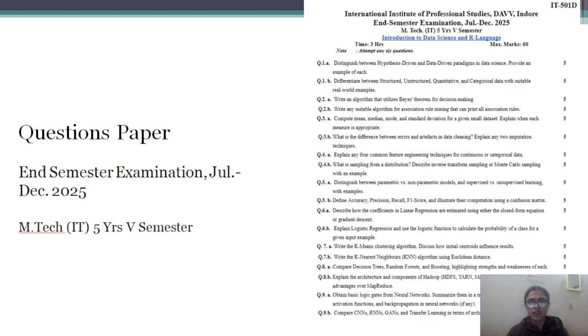This is the question paper, which consists of multiple questions, and each question contains two sub-questions. Out of all the questions, we were supposed to attempt any six of them. We will now discuss each question one by one in detail so that you can clearly understand the concepts, the correct approach and the examiner's expectations.